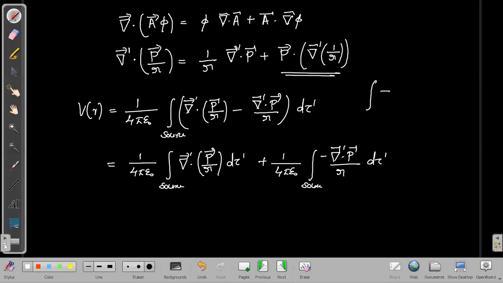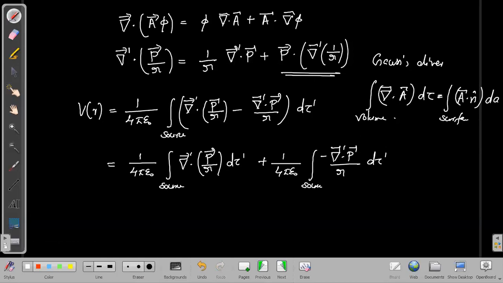Okay, so again we are going for a result from vector calculus, which is called Gauss's divergence theorem. If you have the volume integral of a divergence, del dot A d tau, this can be written as the integral of A dot n d A. So this is over the surface and the other integration is over a volume. This is called Gauss's divergence theorem. So if you use this theorem, then again we can modify our expression.